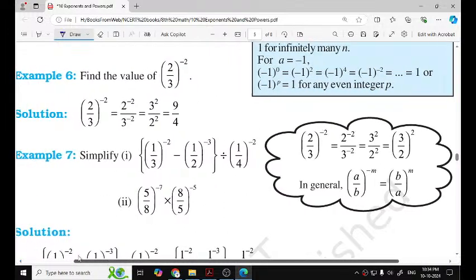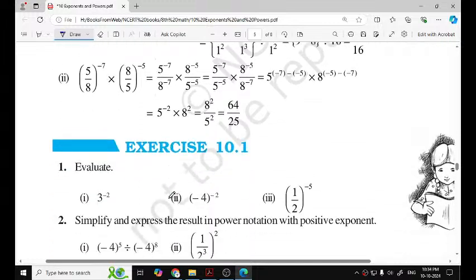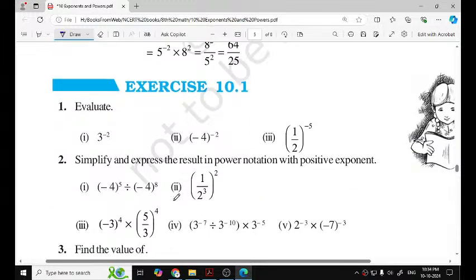So by using these laws of exponents or powers, we can solve exercise 10.1.